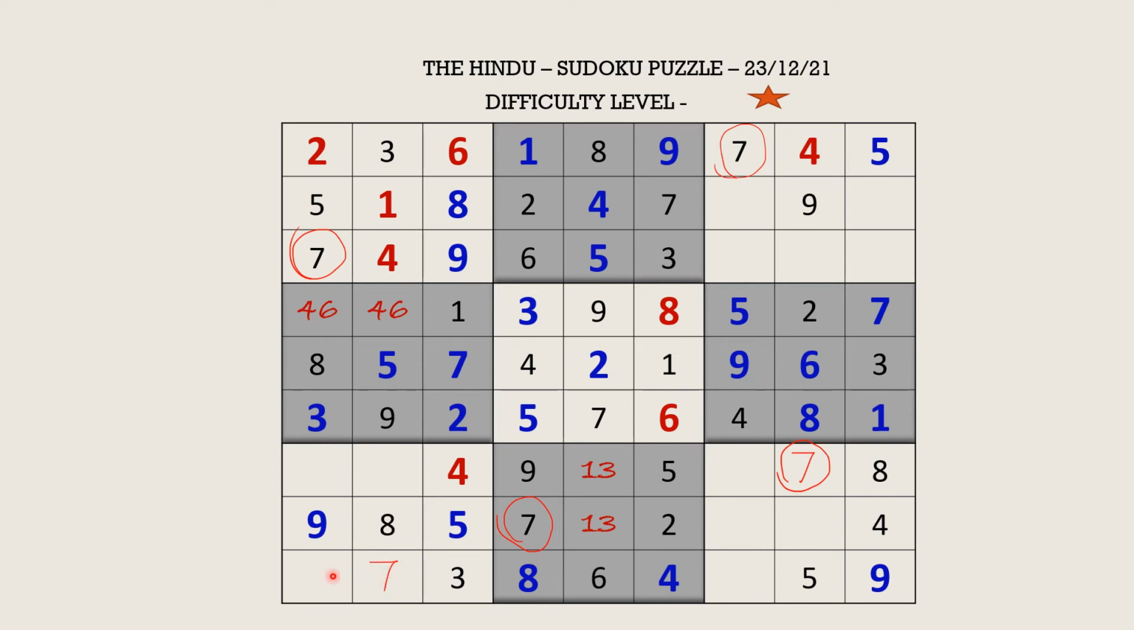That leaves this row with 2 missing numbers. The missing numbers are 1 and 2. There is a 2 blocking from here. This 2 blocks this cell. So this cell takes 1. And this cell takes 2.